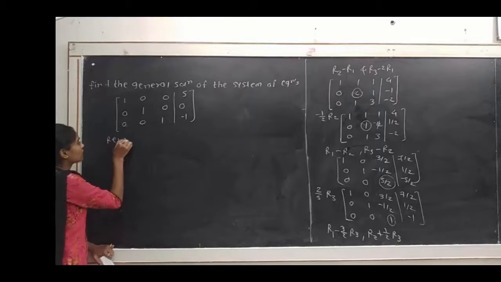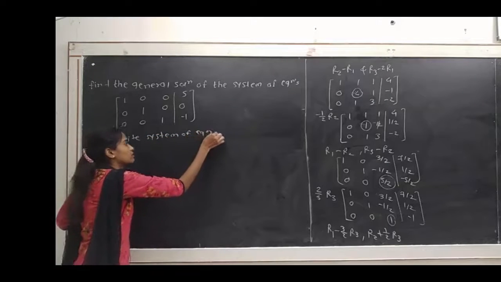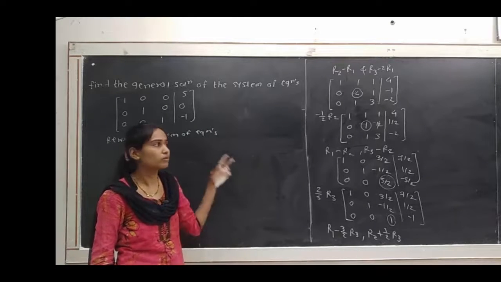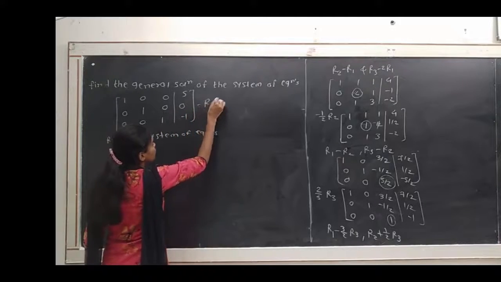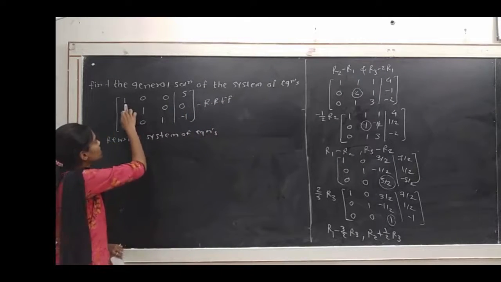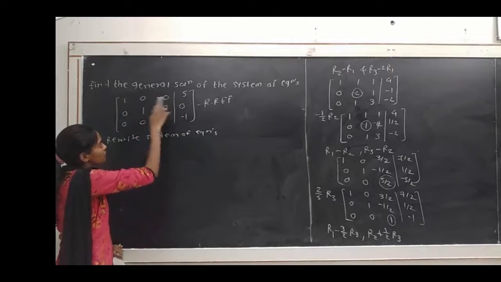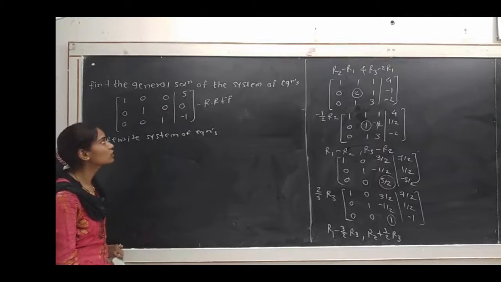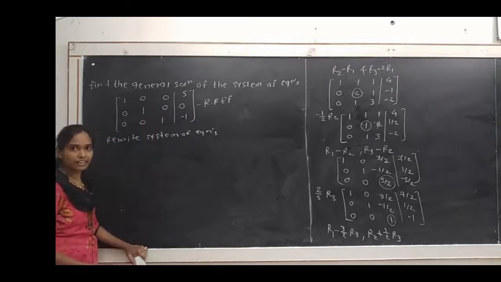Then we rewrite the system of equations. Here we have 3 non-zero rows. If we convert the given augmented matrix to the reduced row echelon form, then from that we get the solution directly, because if we rewrite the system, we get x1 plus 0 x2 plus 0 x3 is equal to 5, that is x1 is equal to 5, x2 will be 0, x3 will be minus 1. That is directly the solution. This is the reduced row echelon form, because we get the identity matrix directly.